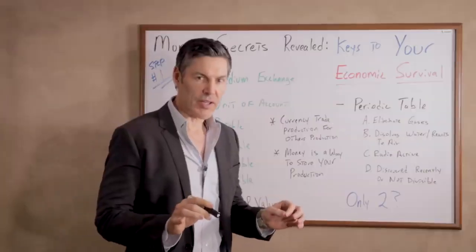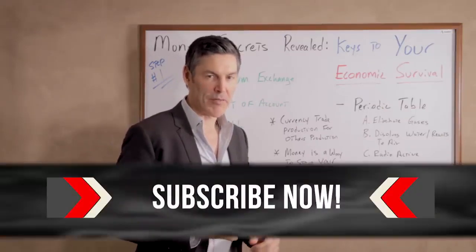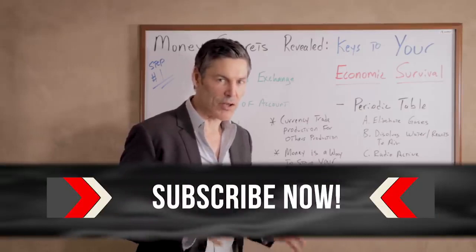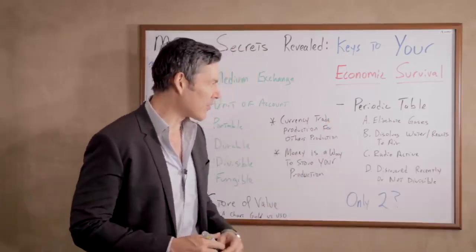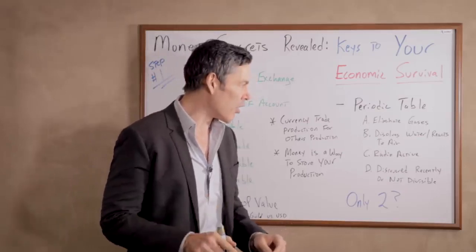What's also interesting is if you think about what could have possibly been money for the last 5,000 years of human history, you got to start with the periodic table. And I saw this on a Real Vision video. We'll put a link in the description below.